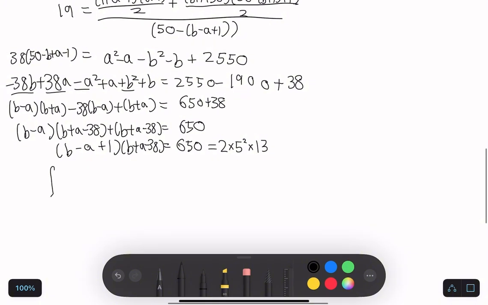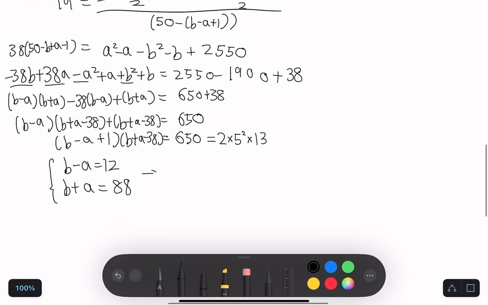What cases do we have? We have B minus A plus 1 is 13. So when B minus A plus 1 is 13, B minus A is 12. And then B plus A minus 38 must be 2 times 5 squared, which is 50. So B plus A is 50 plus 38, which is 88. If we solve this, we get that B is 50 and A is 38.